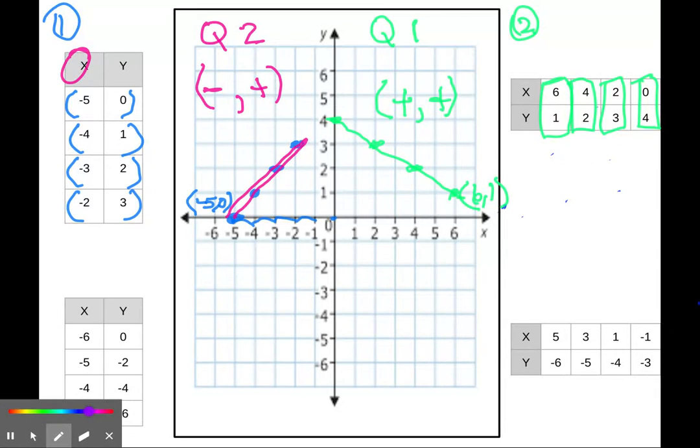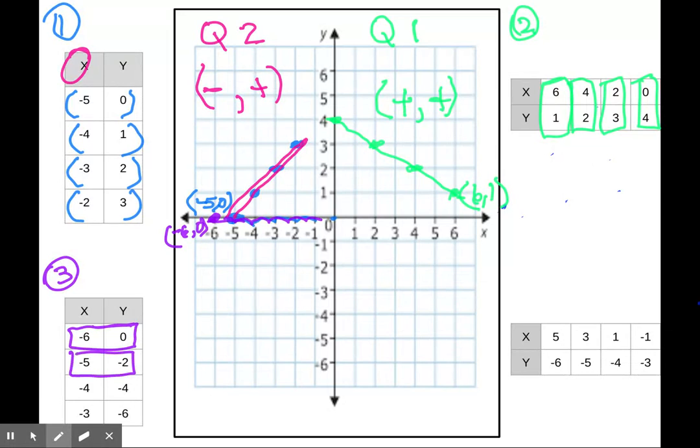All right, let's do this third one. And this third one is, we're going to start at 0 and we're going to go back to -6: 1, 2, 3, 4, 5. We're going to go to -6. And the y is 0. So -6, 0. We've done that. Let's go to -5, -2. -5, -2. -4, -4. -3, -6.